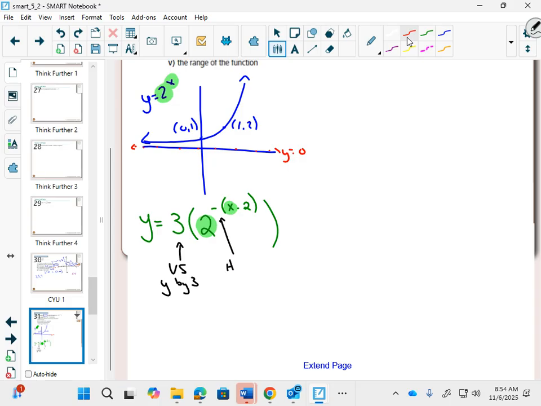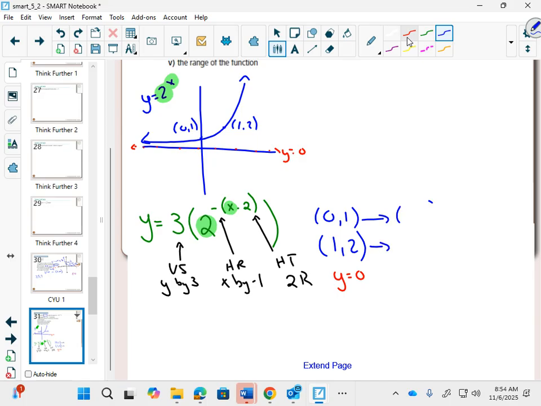Here we have a horizontal reflection. x is going to get multiplied by a negative 1. And here we have a horizontal translation. The minus 2 will go 2 to the right. And we're going to use the same strategies that we did back in our very first chapter, in chapter 3. We're going to take our original points, which were (0, 1) on our blue graph, and (1, 2). We're also going to take our asymptote.